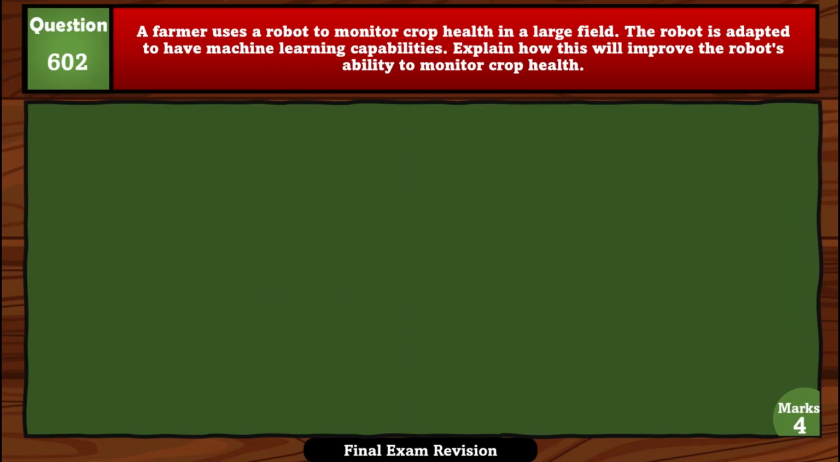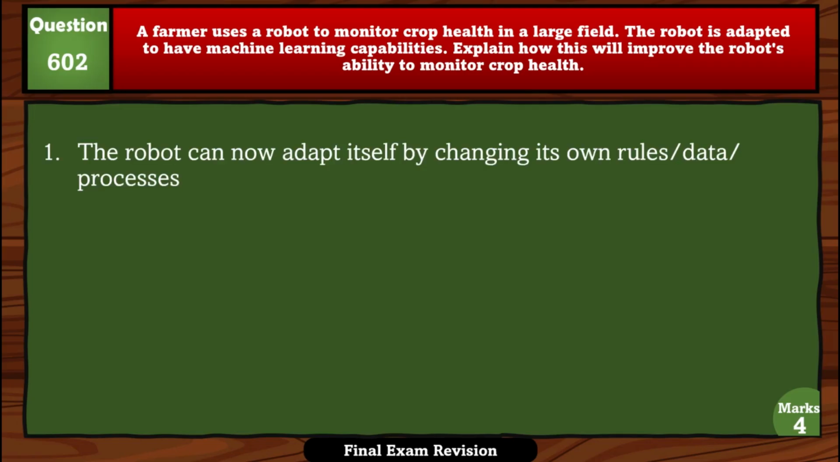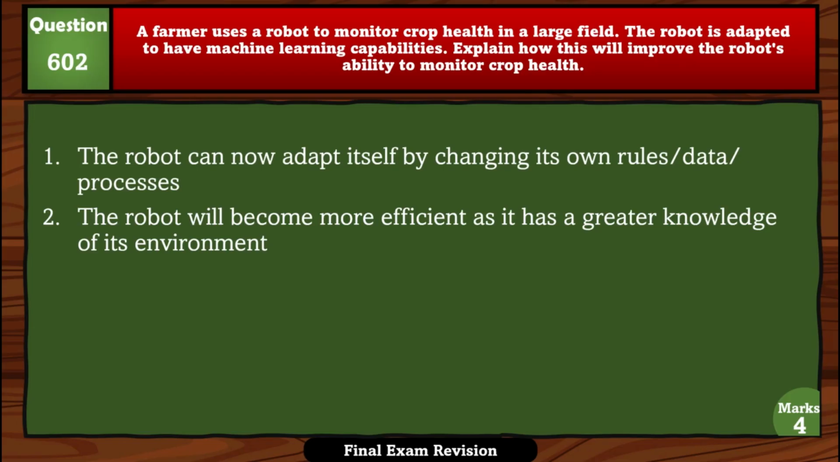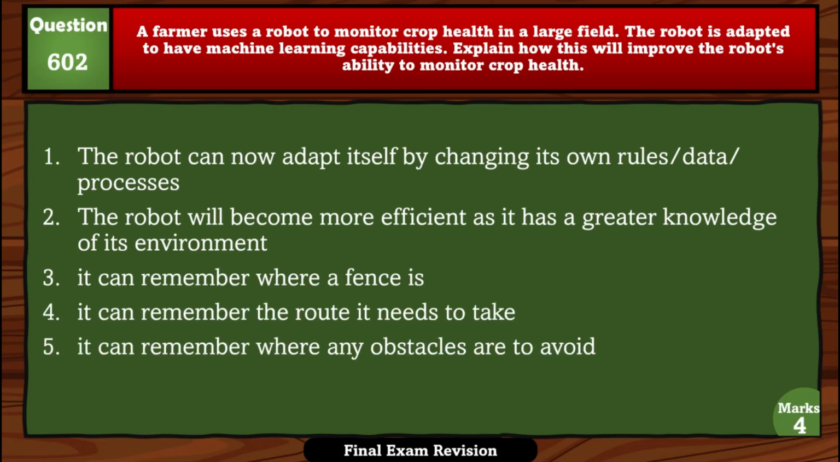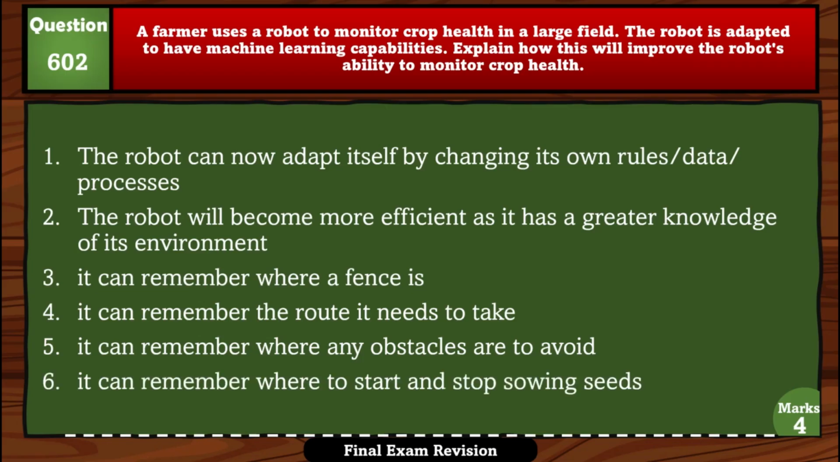Question 602. A farmer uses a robot to monitor crop health in a large field. The robot is adapted to have machine learning capabilities. Explain how this will improve the robot's ability to monitor crop health. The robot can now adapt itself by changing its own rules, data, and processes. The robot will become more efficient as it has a greater knowledge of its environment. It can remember where a fence is. It can remember the route it needs to take. It can remember where any obstacles are to avoid. And it can remember where to start and stop sowing seeds.